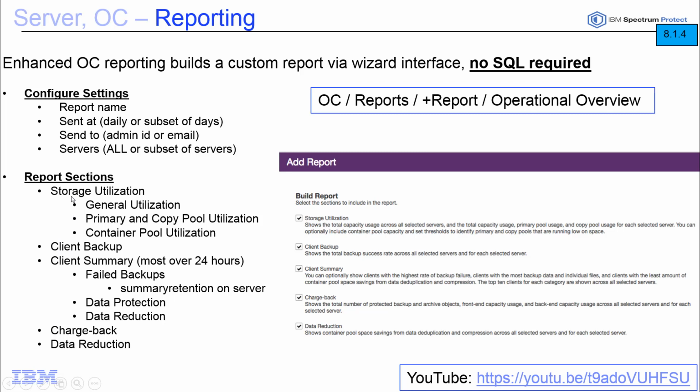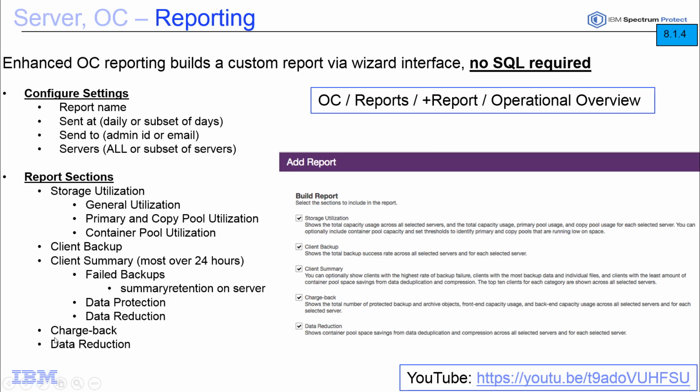And if you do choose storage utilization, then you'll have to make additional decisions on general utilization, primary and copy pool utilization, and container pool utilization. Likewise, with client summary, you'll be given the chance to decide if you want to see failed backups, data protection, and data reduction statistics. For the client summary, that will be reported over the last 24 hours, except for failed backups, which is actually based on the length of time your summary retention variable is set on the Spectrum Protect server. And you can set this with the set summary retention command, and you can see what it's set to with the query status command.